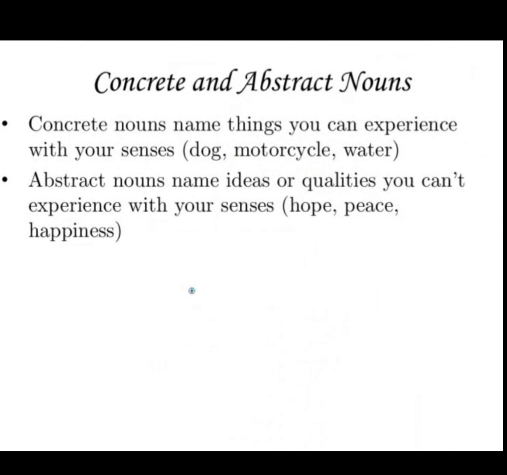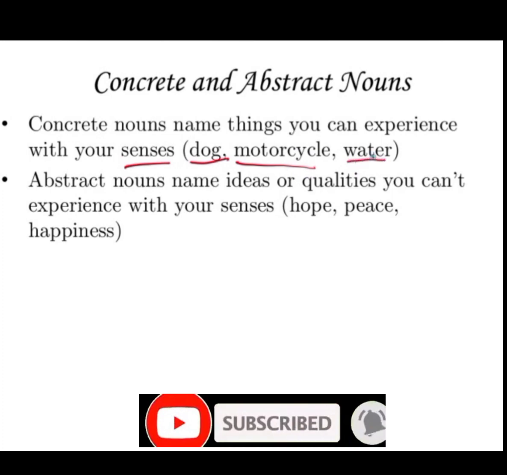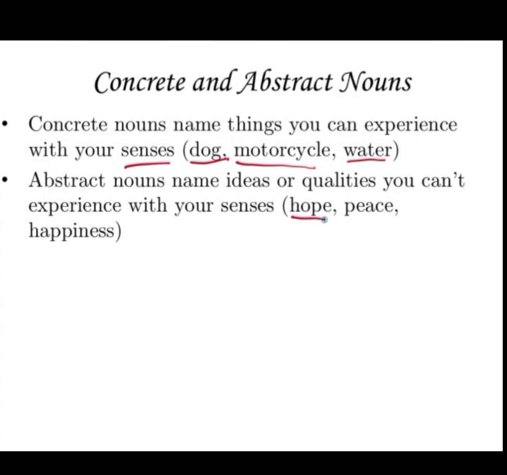All right, now we come to concrete and abstract nouns. Concrete nouns name things that you can experience with your senses. So, for example, dog. You experience a dog with your senses. You see the dog, you hear the dog barking, you smell the dog, you feel the dog. Your senses pretty much tell you everything you need to know about the dog, or motorcycle, or water. Abstract nouns, by contrast, name qualities or ideas that you can't experience with your senses, such as hope, or peace, or happiness, abstract emotions or philosophical concepts. Now, how does this actually play out?